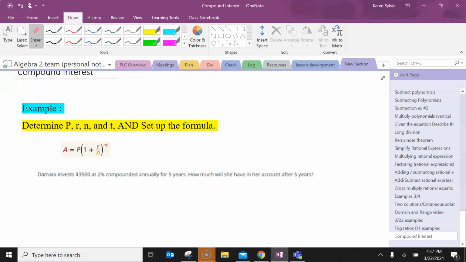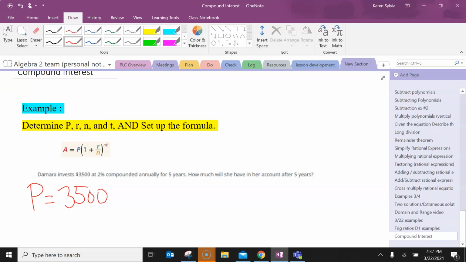Today we're using the letter P for principal amount, which still represents the initial amount. So in here, Tamara invests $3,500 at 2% compounded annually for 5 years. How much will she have in her account after 5 years? So our principal amount is our initial or starting value, which would be $3,500.